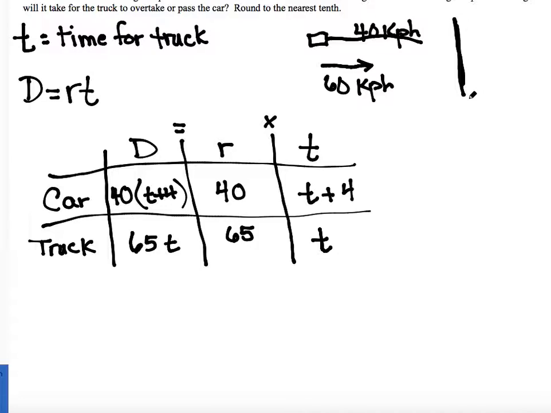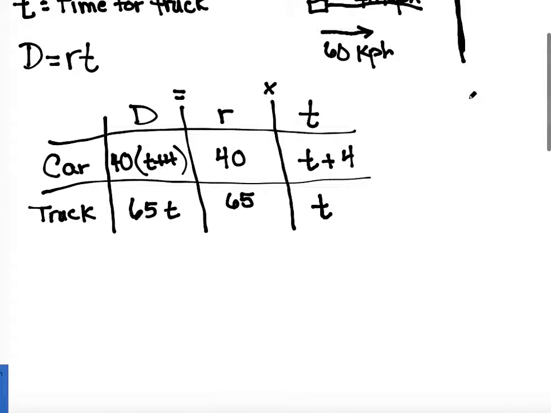Well, they're going to be at the same spot when they are at the exact same distance. So we really want to know when are those two distances equal? When is the car's distance equal to the truck's distance? So in order to set that up, I'm going to take the car's distance, which was 40 times (t plus 4), and I'm going to set that equal to the truck's distance of 65t. Okay, again, I want to see when they're at the same spot or at the same distance.